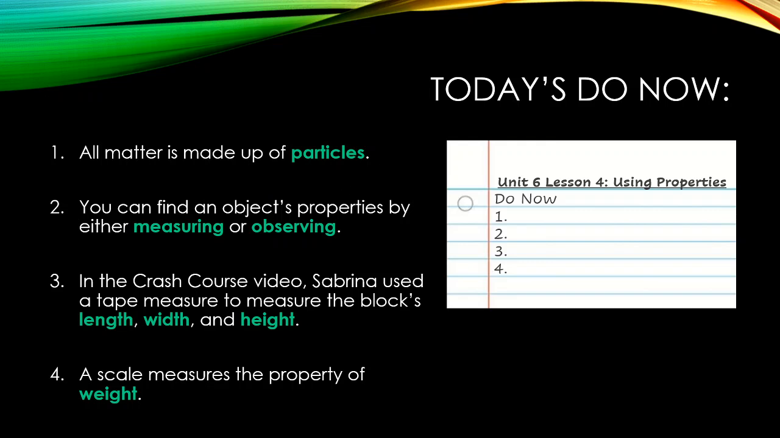Number 2, you can find an object's properties by either measuring or observing. These are the 2 ways we talked about learning about an object's properties. Yes, it kind of corresponds to quantitative and qualitative observations. Number 3, in the crash course video, Sabrina used a tape measure to measure the block's length, width, and height. And number 4, a scale measures the property of weight.